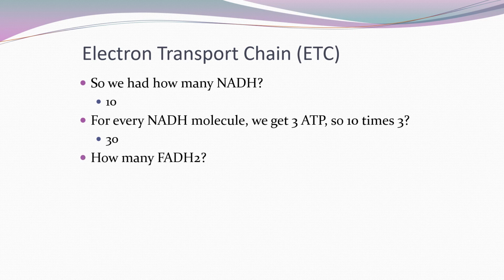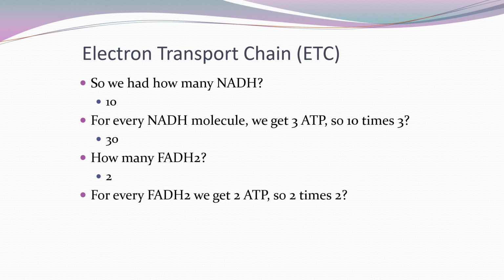From there, we need to talk about our FADH2 molecules. We have, in total, 2 of these guys. Just from step 3, we only produced 2. But for each one, we get 2 ATP. So 2 times 2, we get 4 ATP in total.